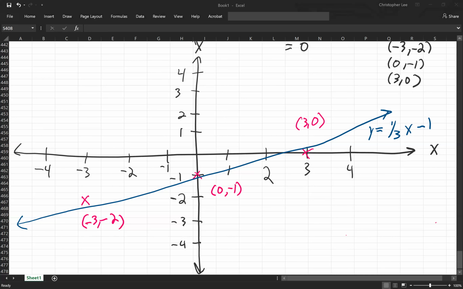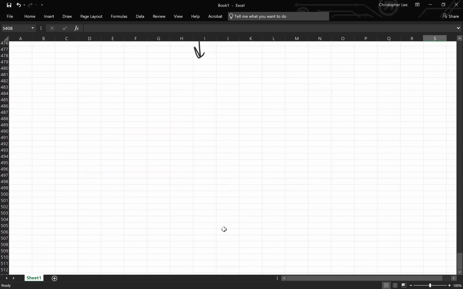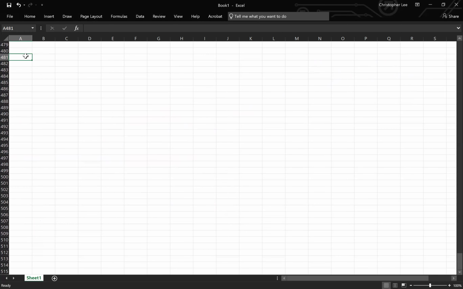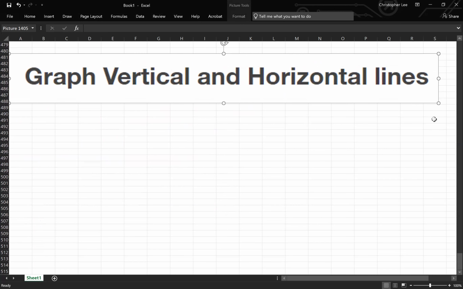All right, so we're still talking about graphing lines. But I have another situation that we're going to talk about right now. This is going to be graphing vertical and horizontal lines. A vertical line is literally just going straight up, and a horizontal line is going straight across, right? There's no slope to these lines. Remember the other graphs that we had, there was a little angle to them. There's no angle here. It's just a straight line across or a straight line up and down.